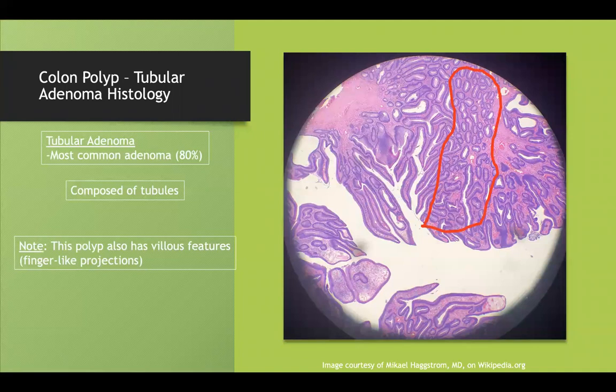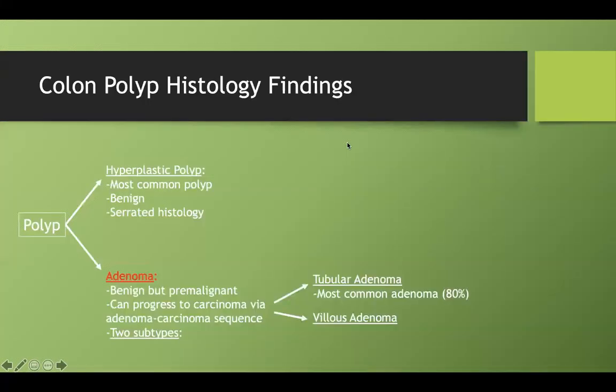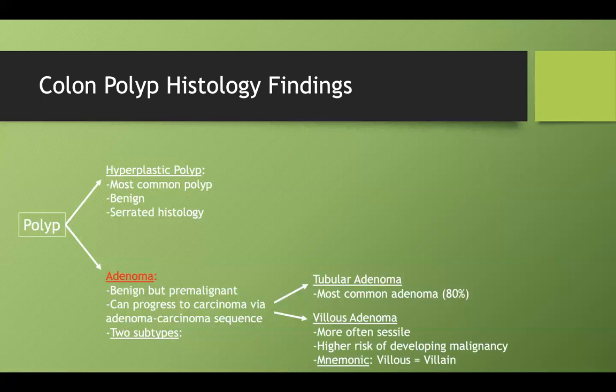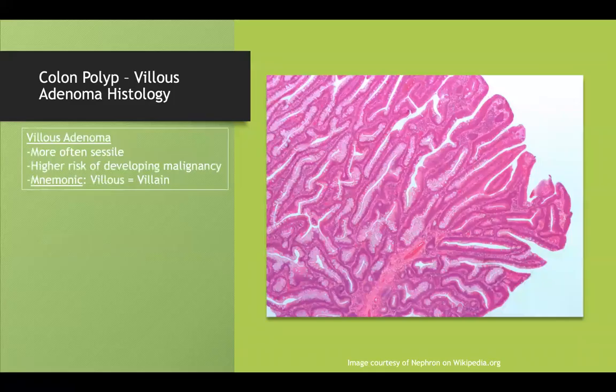I just want to point out that this polyp is probably tubulovillus because there is actually a villus portion right here. And we'll talk about what the villus looks like. The finger-like projection here typifies a villus adenoma. So villus adenomas are more often sessile, which again is even a worse risk factor, and they have the highest risk of developing malignancy. And we remember that because villus adenomas are the villains because they're causing cancer. So here's a picture of a villus adenoma.